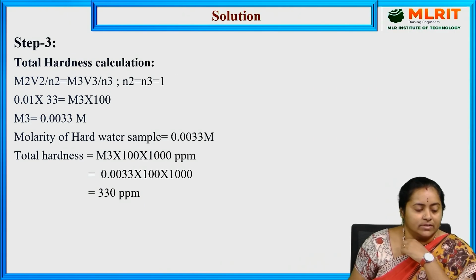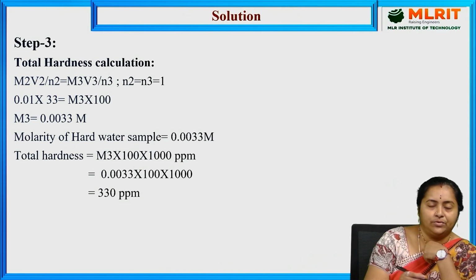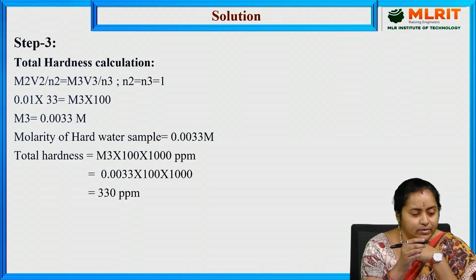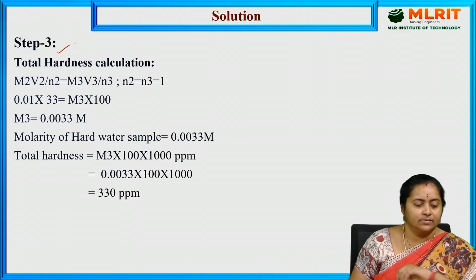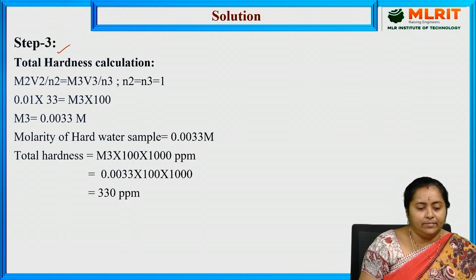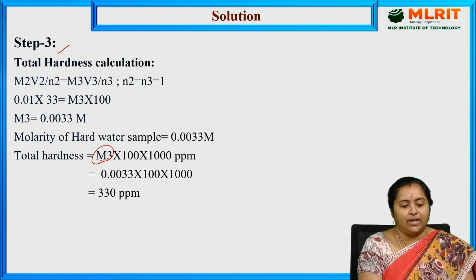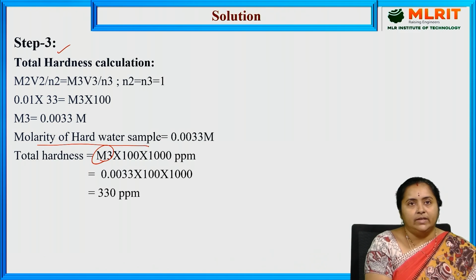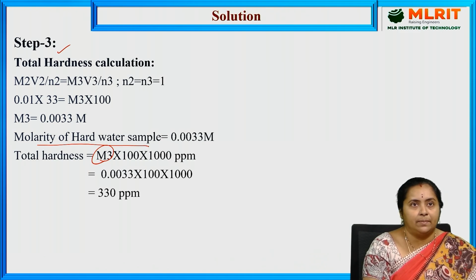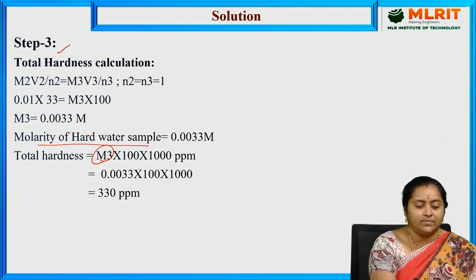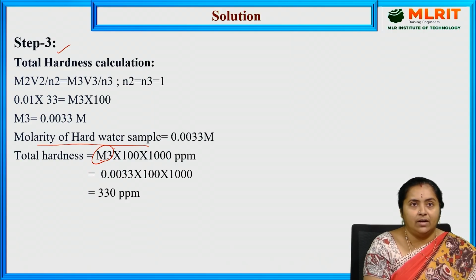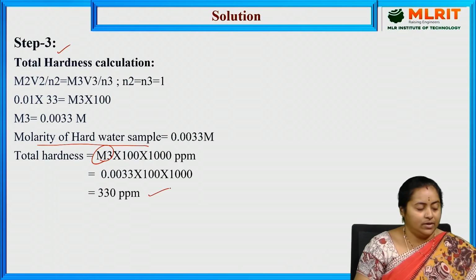Step 3 is meant for calculation of total hardness. Total hardness is calculated by finding out the M3 value. M3 is the molarity of hard water sample. In step 3, hard water sample will be supplied and we are going to calculate its molarity using step 1 and step 2 data, so that after substituting this M3 value in the total hardness formula, we are able to get the total hardness of the given sample.